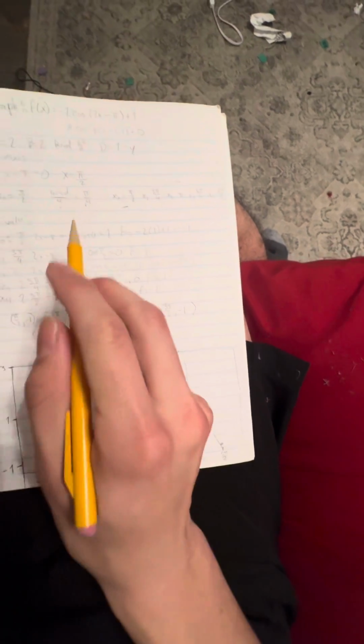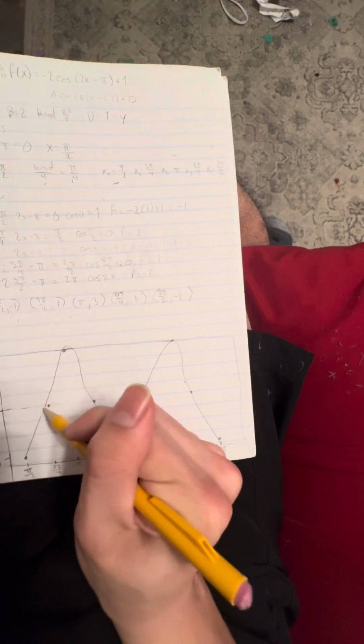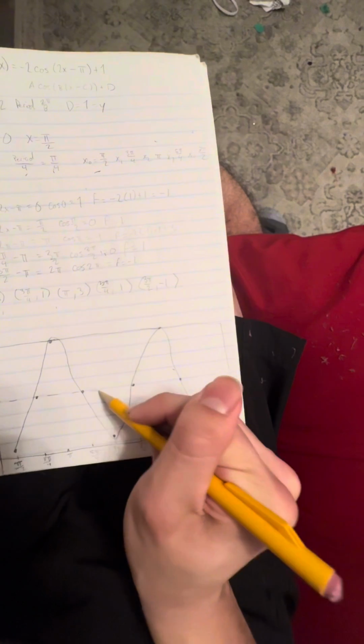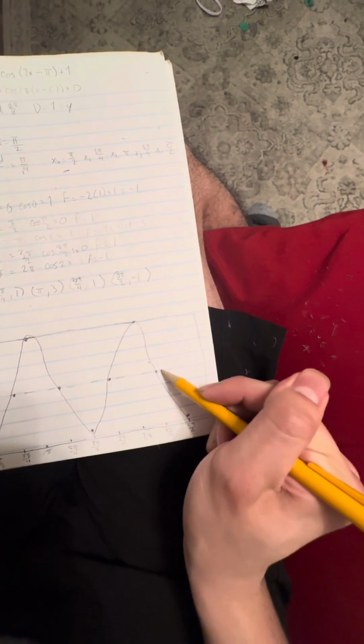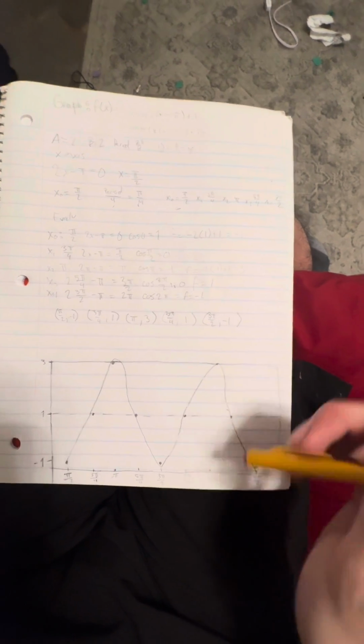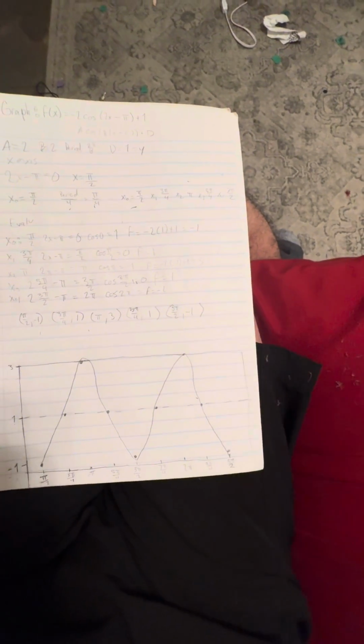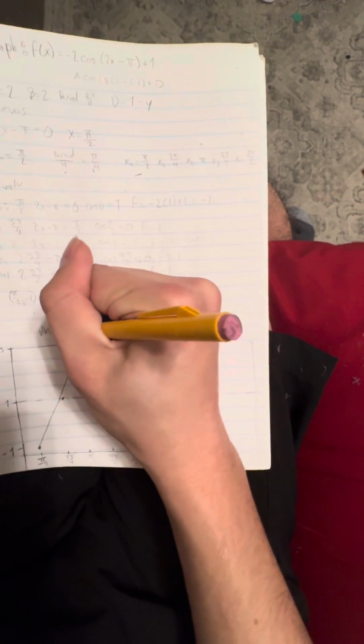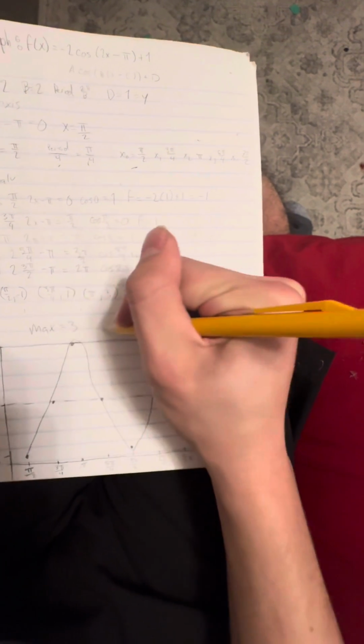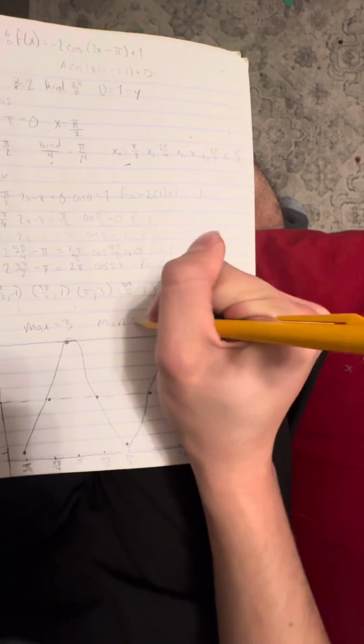And then, like we stated earlier, our midpoint is going to be going through 1. So your graph is going to end up looking something like this. And then we will have 2 minimum values and maximum values. Our maximum value being 3 and our minimum value being -1. And there you go.